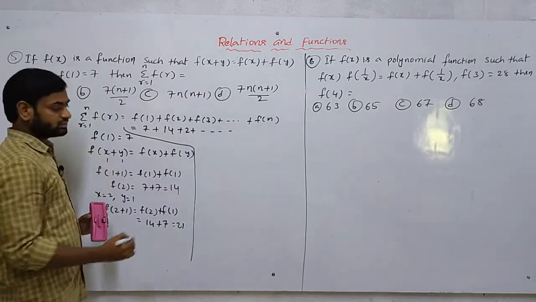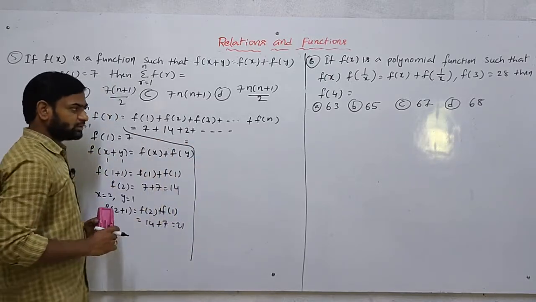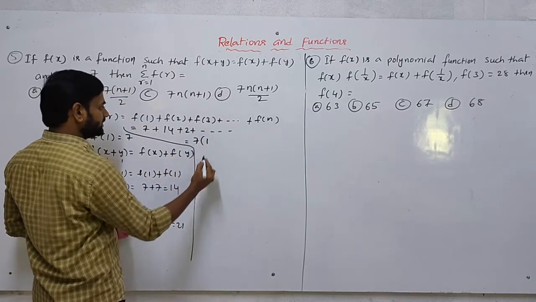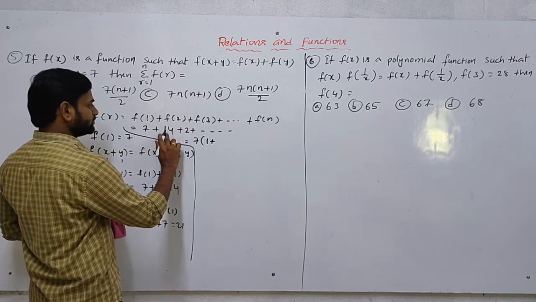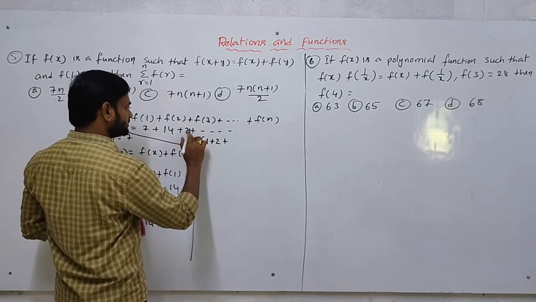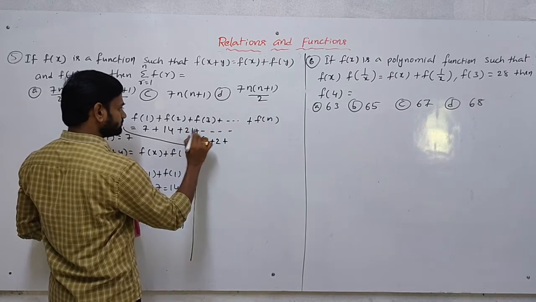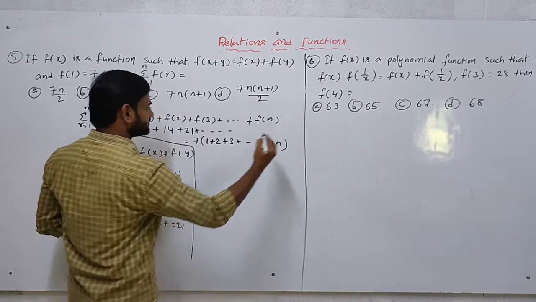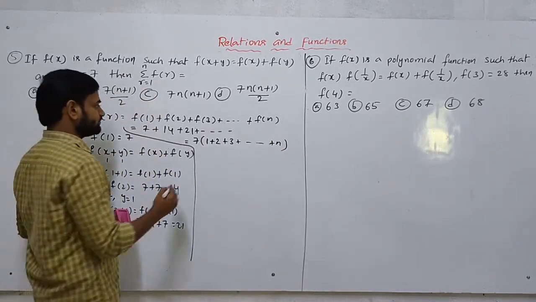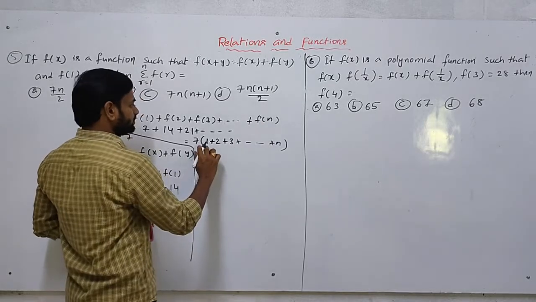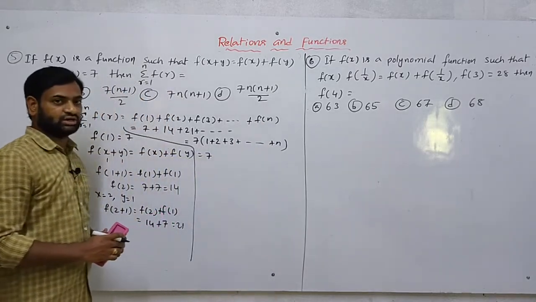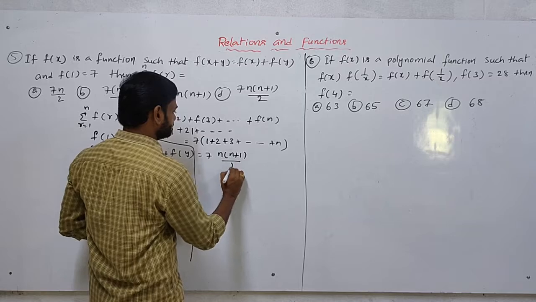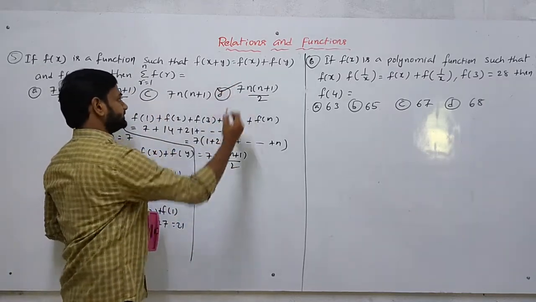In this one, can I take 7 as common? Yes, 7 is common now. In the 7, 7 common means 1 remaining, plus in the 14, 7 common, that is 2, plus in the 21, 7 common, remaining 3, plus and so on, up to how many terms? N terms. So 7 times the sum of n natural numbers. The formula is n into n plus 1 by 2. So answer is D.